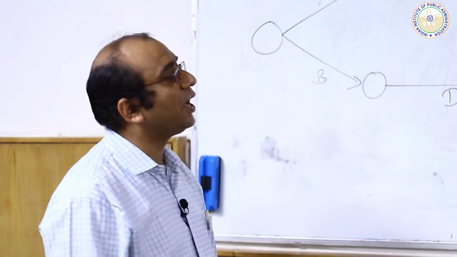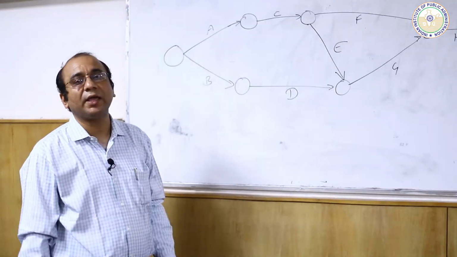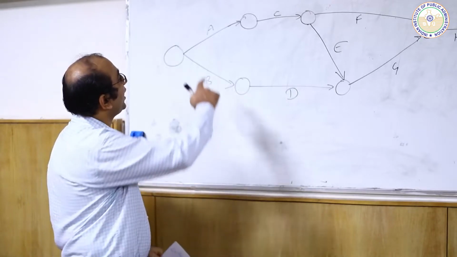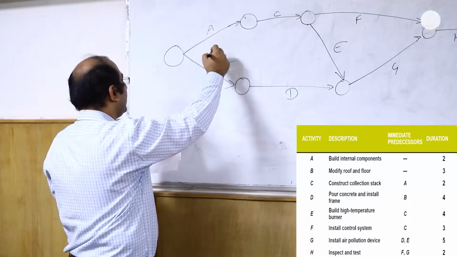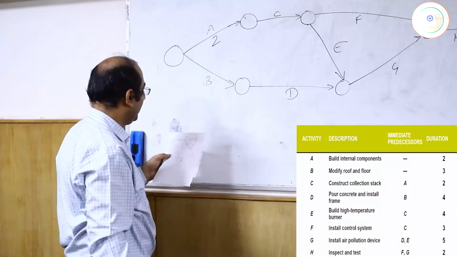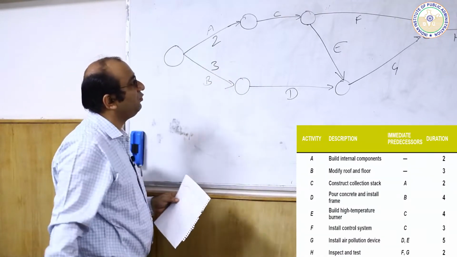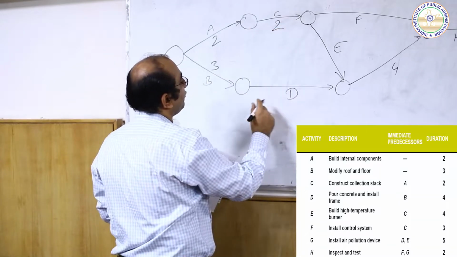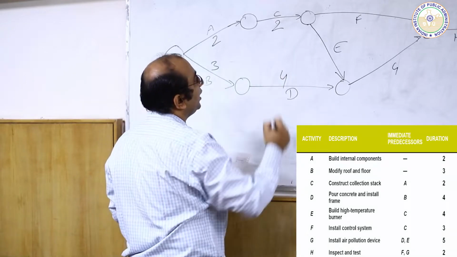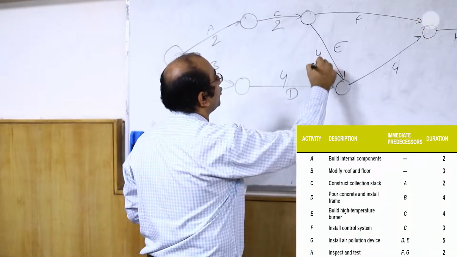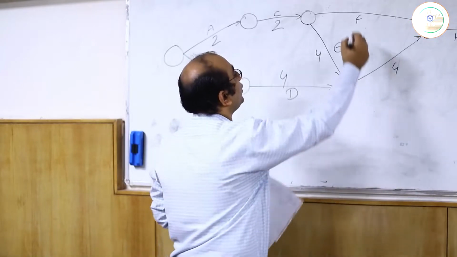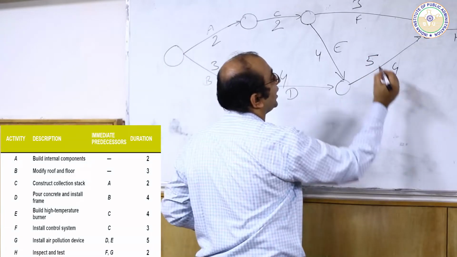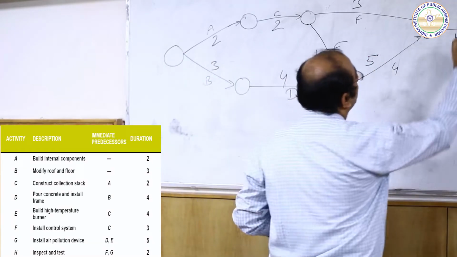After doing this, we are going to plot the time which is required for each and every activity. Management has informed us that activity A is going to take 2 weeks, activity B 3 weeks, activity C 2 weeks, activity D 4 weeks, activity E another 4 weeks, activity F 3 weeks, activity G 5 weeks, and activity H 2 weeks.